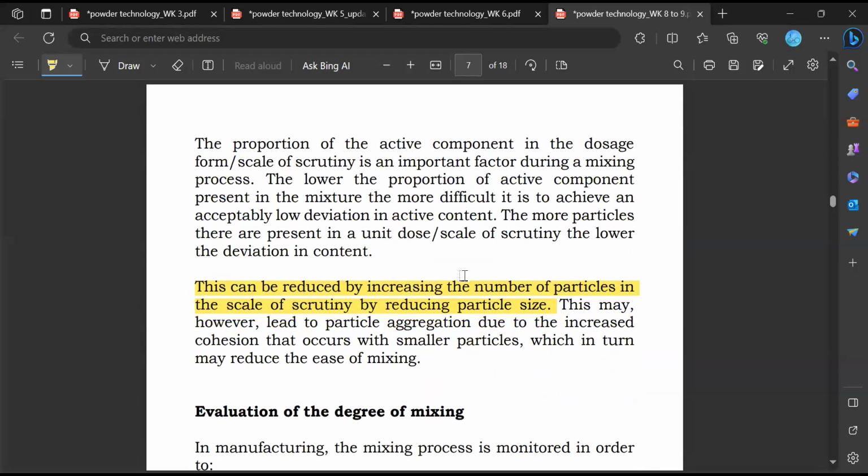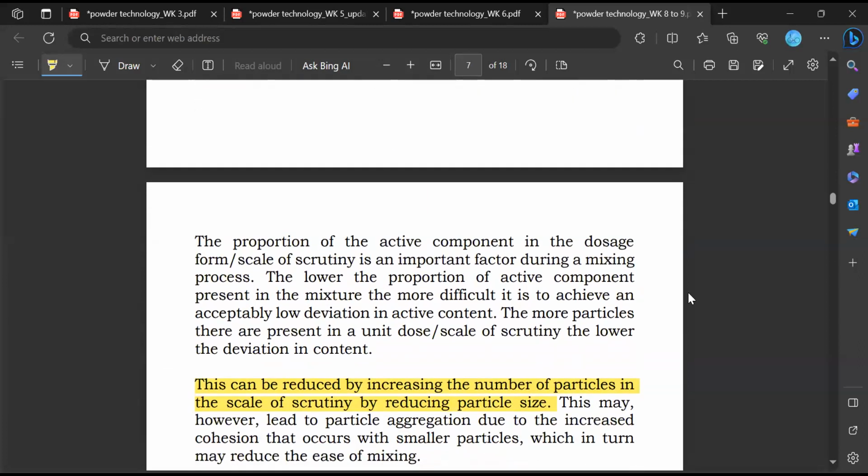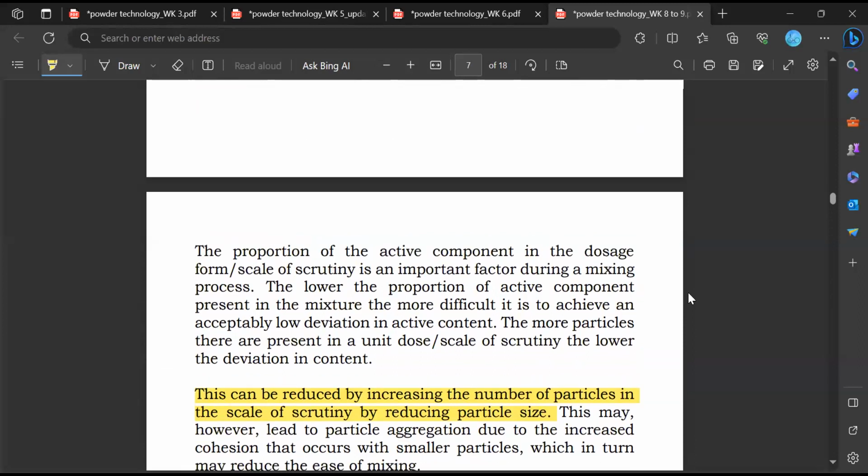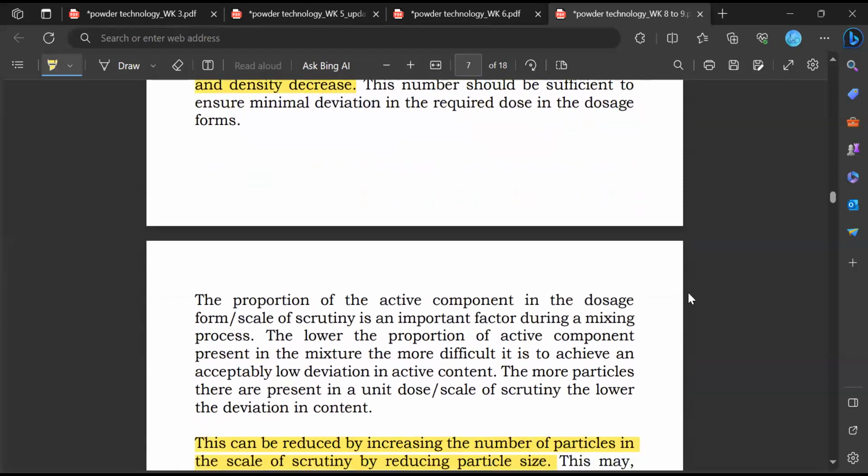Then, when you're analyzing this scale of scrutiny, this 200 mg, you need to see that it has the lowest deviation. You don't want a high deviation, because that means mixing is not done properly. If it's a low deviation, then it's good. The lower the deviation, the better.